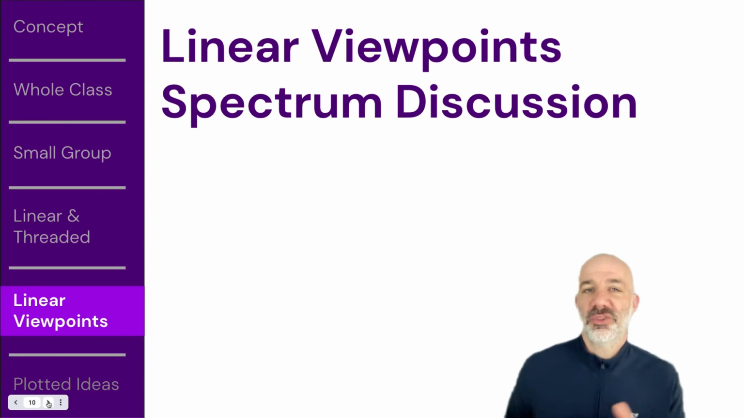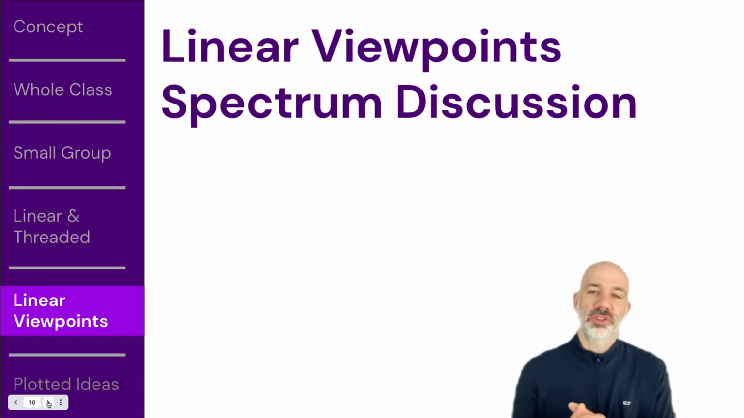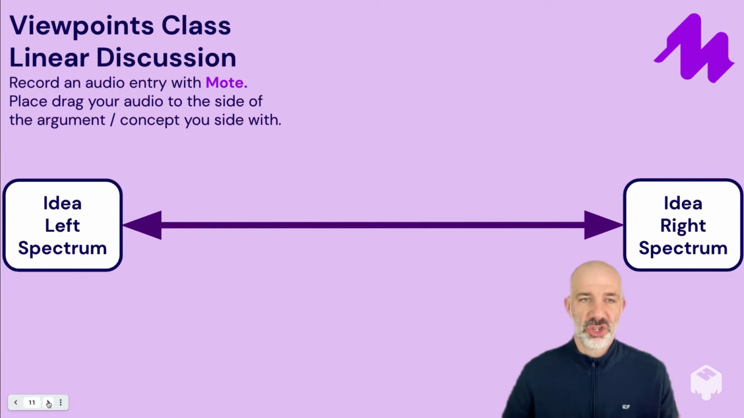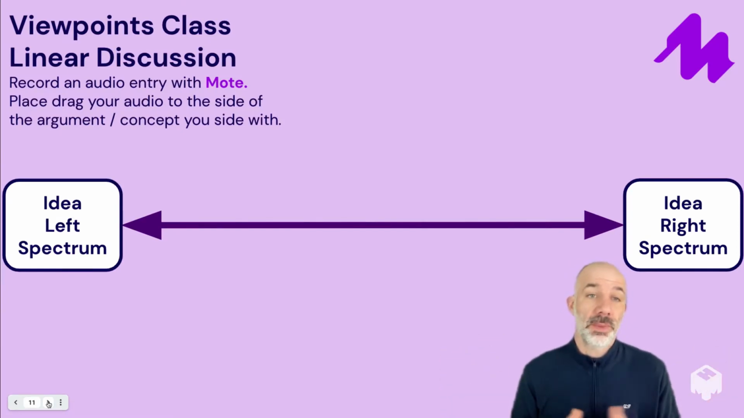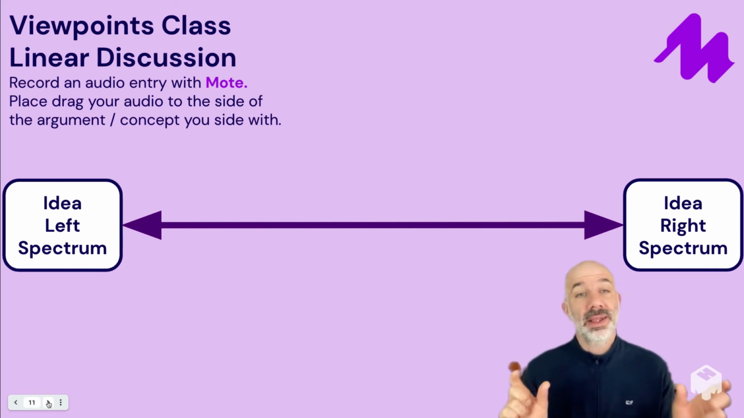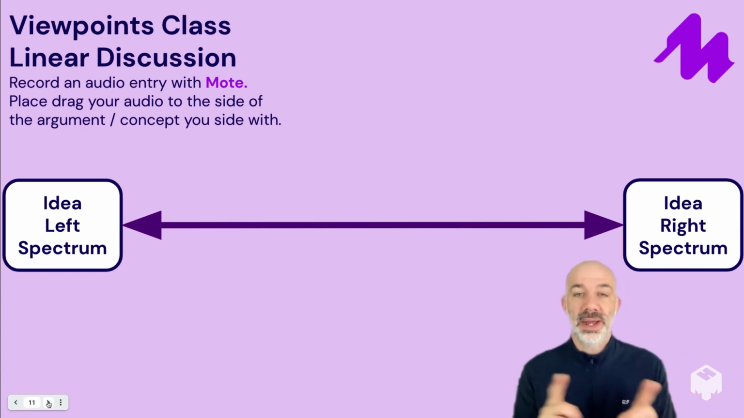Let's continue and explore the idea of linear viewpoints or spectrums. In this model, and let's jump right to it, you might have one idea with two different sides of this argument that you're presenting. So as a former history teacher, I might think about a polarizing concept and have students make an argument on either side of this. What they can do here is, again, use the Mote Chrome extension, record their audio file, and then drag that audio file on where they think they fall on this spectrum of this one polarizing or these two different ideas, in which side maybe they agree or disagree with.